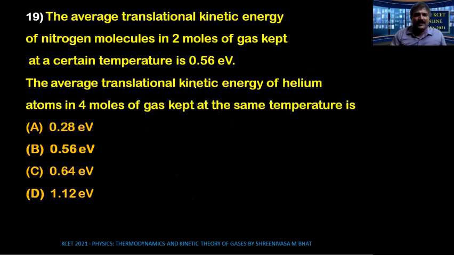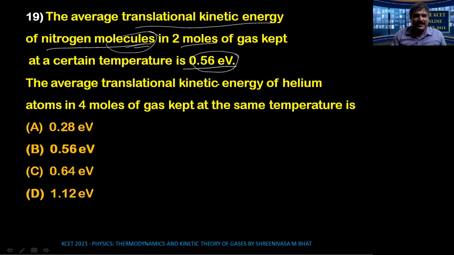Question number 19. The average translational kinetic energy of nitrogen molecules in 2 moles of gas kept at a certain temperature is 0.56 eV. Understand, it is the average translational kinetic energy of a molecule, not of the entire substance. This is for one molecule. Now, the average translational kinetic energy of helium atoms in 4 moles of gas. So in each case, we have to get each molecule's energy.